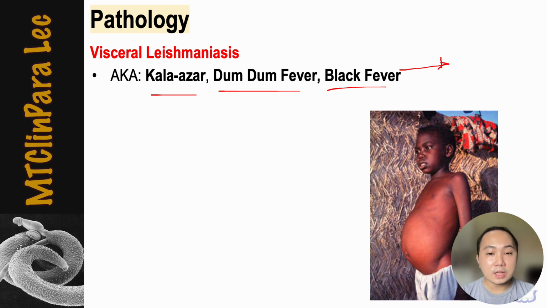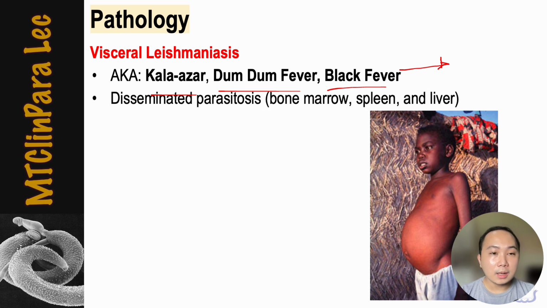Again, just like we have discussed a while ago in the general introduction, your visceral Leishmaniasis is what we call the disseminated parasitosis. This is where our parasite had already invaded the different visceral organs of our body, such as your bone marrow, spleen, and liver. This usually results in a 95% mortality rate, especially if the patient did not seek medical intervention.